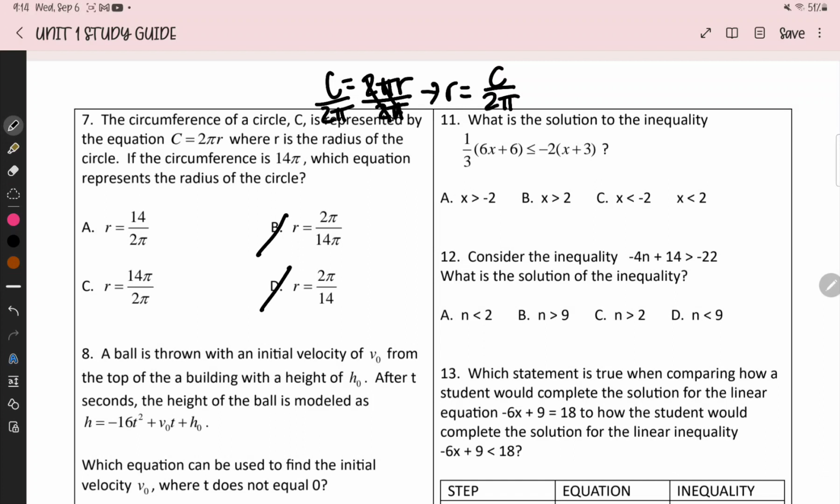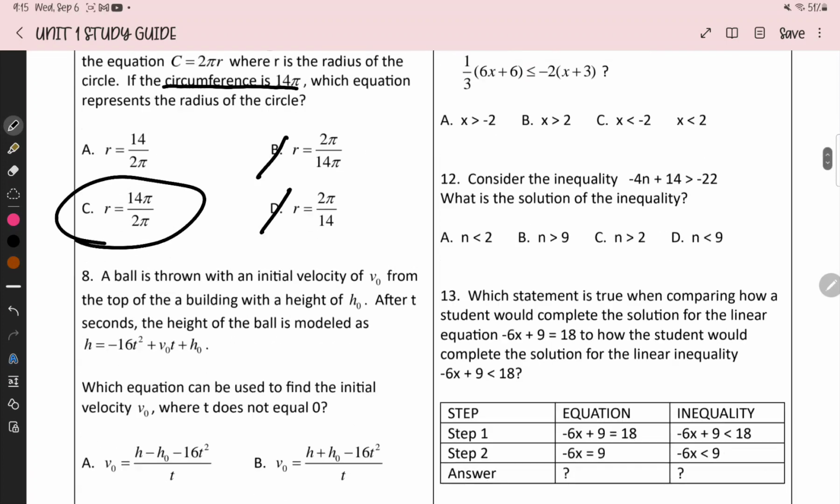And then finally, they tell us that the circumference is 14 pi. Well, circumference is c, so just plug it into the equation that you just did, and you've got r is equal to circumference, which is 14 pi, over that 2 pi, and that matches C.